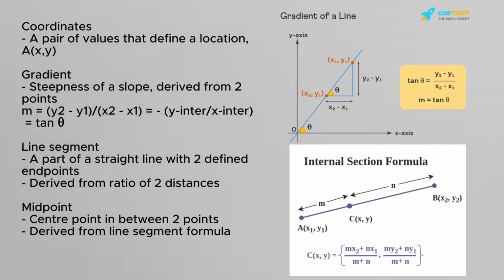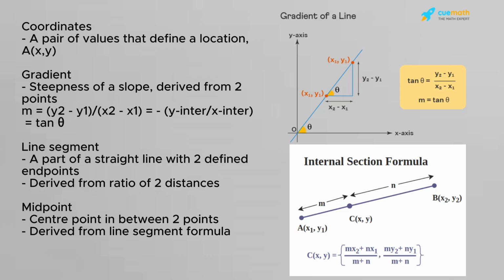As a continuation of algebra, we are now looking into coordinates. Coordinates are a pair of values that define a location on the Cartesian plane, such as x variable and y variable. Gradient is the steepness of a slope derived from 2 points.